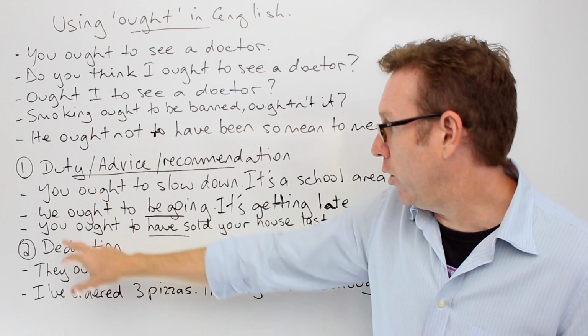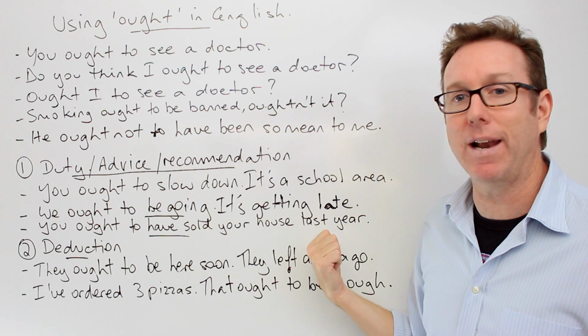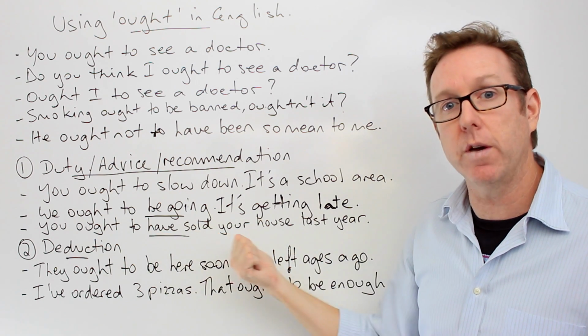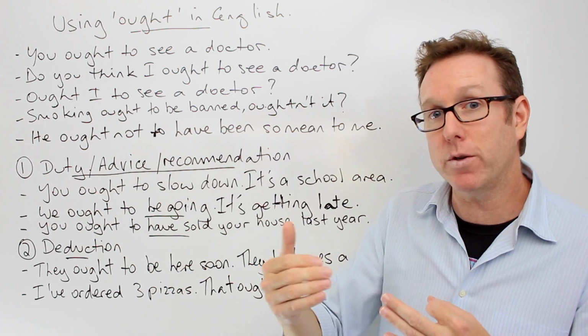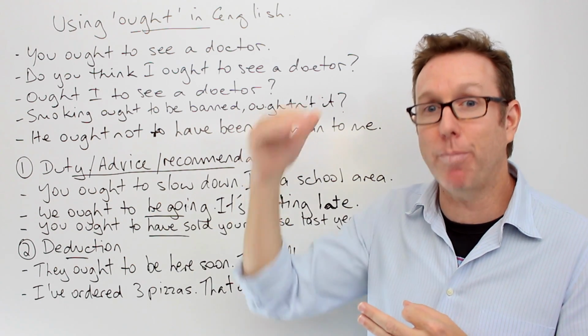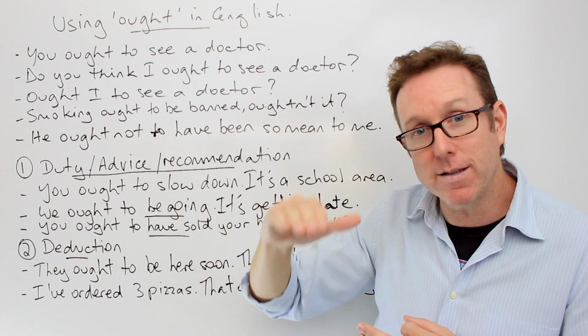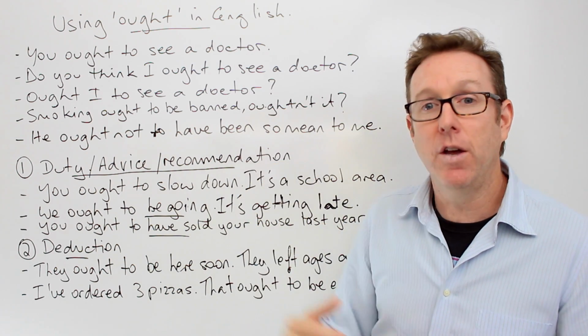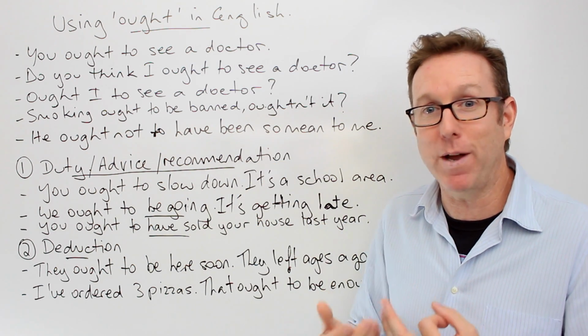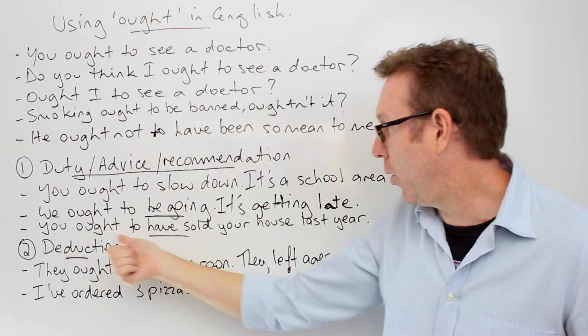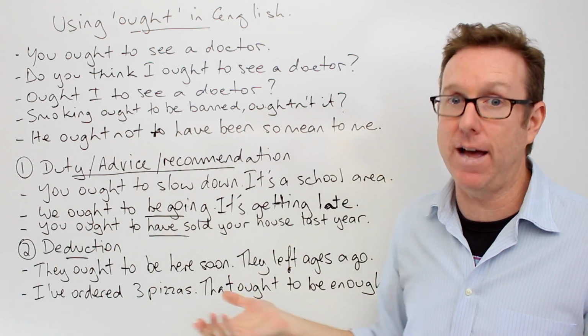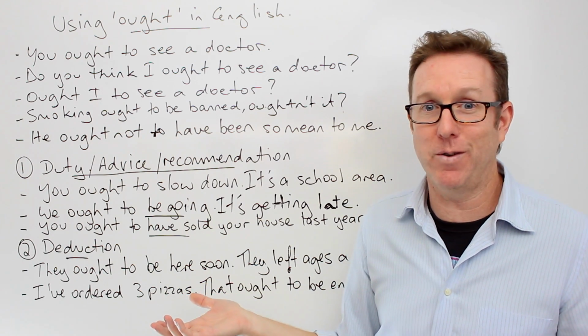The last one here, you ought to have sold your house last year. You ought to have sold your house last year, but you didn't sell it. But you ought to have sold it, okay, because the prices were higher. The prices have dropped in the last year, so my advice would have been for you to sell your house last year. Now you can't sell your house, okay?